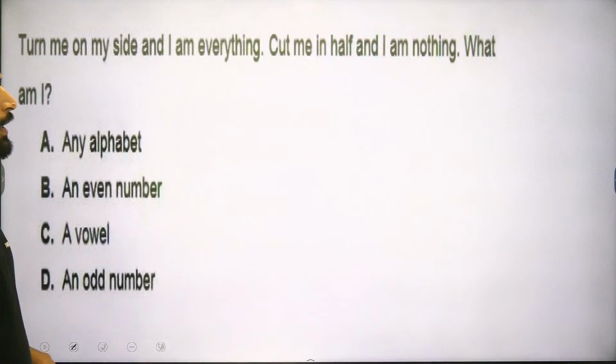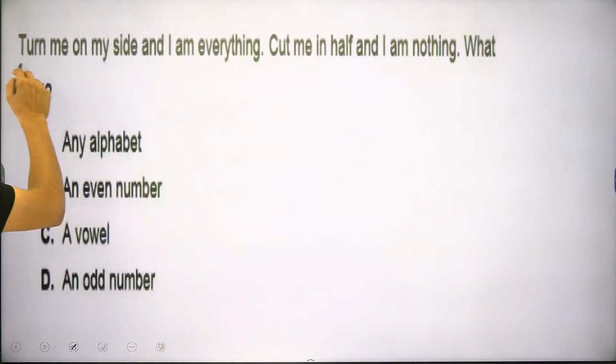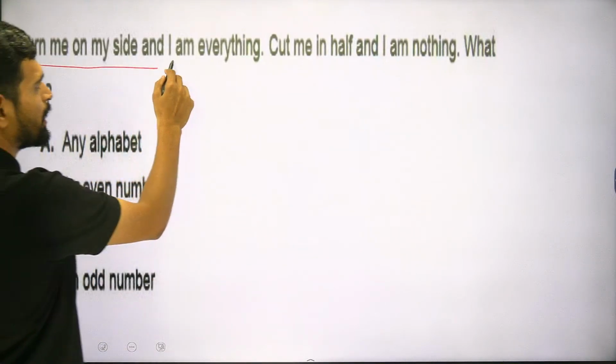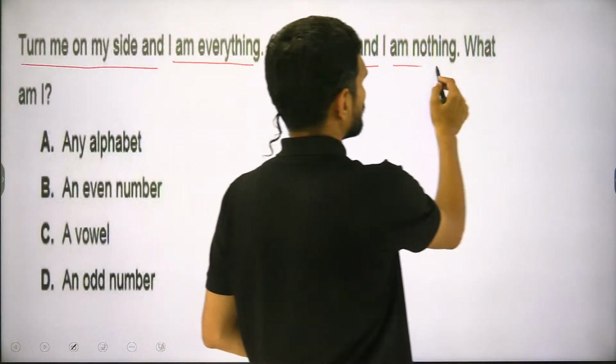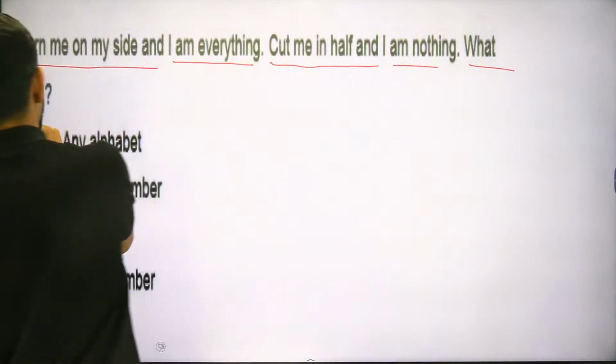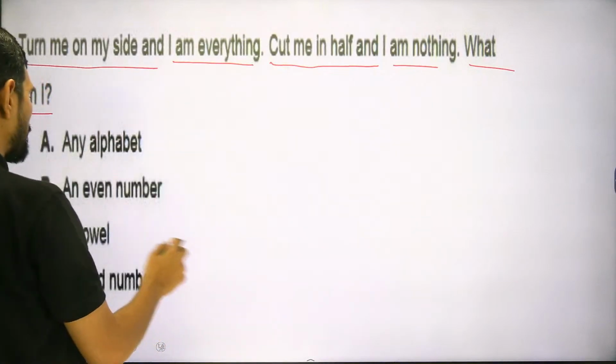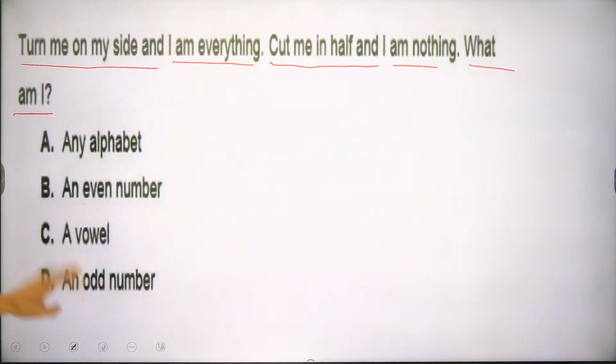Let's look at the next one. Turn me on my side and I am everything. Cut me in half and I am nothing. What am I? Any alphabet, an even number, a vowel, an odd number.